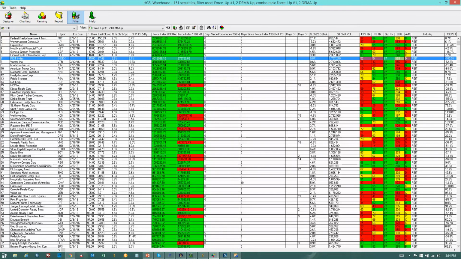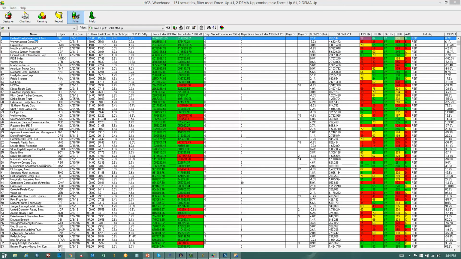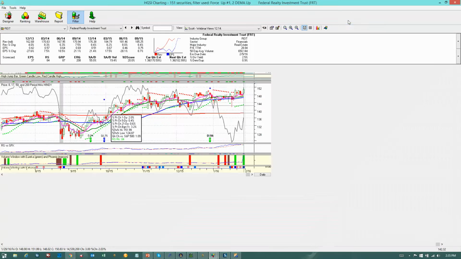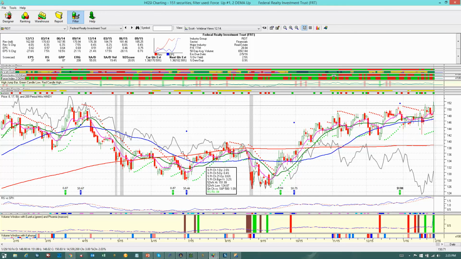A couple of these are ones that I was looking at. So here is Federal Realty Investment Trust. If you want to find a better chart pattern, sort of a deep cup and handle potentially breaking out, I know I'm stretching that there. Kahuna's pocket pivots, mobile breakout from a squeeze, and a 2.5% dividend.